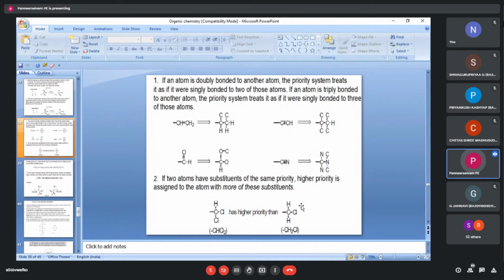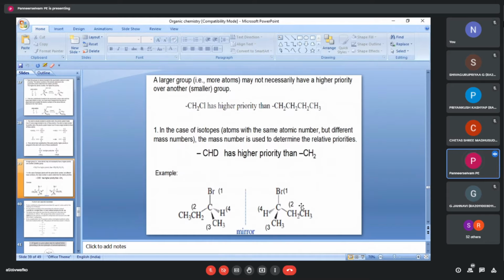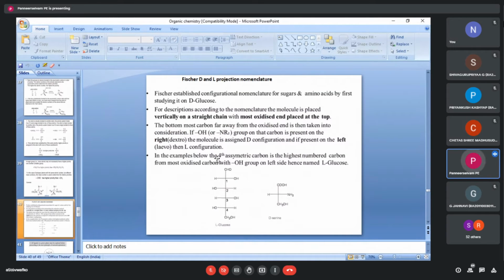Once, a very simple question was asked in our examination. Suppose it is given that CHD, with deuterium, has a higher priority than CHD. First, what about the Fischer DL projection nomenclature?